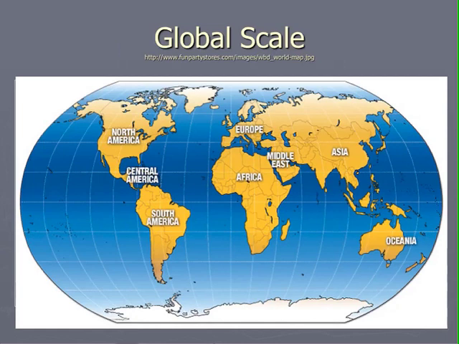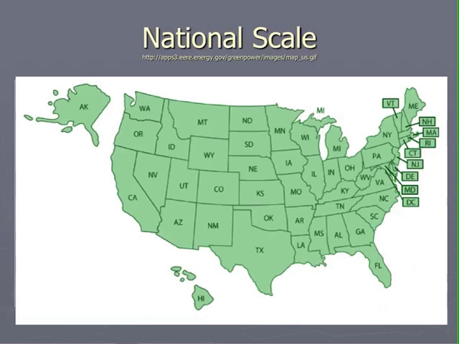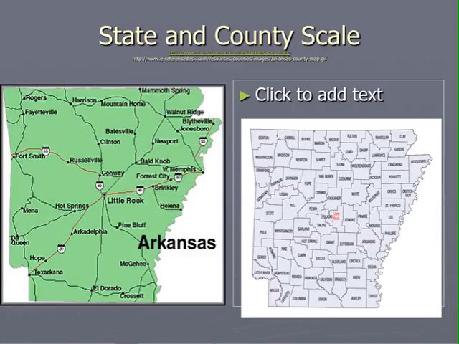All right, so first we have global scale. Again, here are the major regions of the world. We have North America, Central America, South America, Africa. Pretty much all of the continents as well would be considered regions. Next, we have the national scale. So here, the United States has 50 states, each one a particular region. And then we even get down to the state and county scale. So here, Arkansas would be considered a region, and then the counties within Arkansas would also be considered regions.